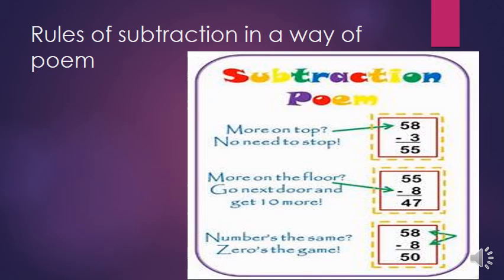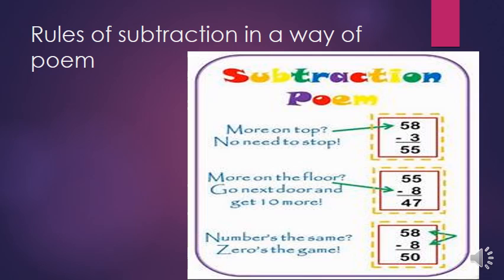First one: more on top, no need to stop. It means if you do 8 minus 3, you will get the answer 5. But after minusing 8 minus 3, the next number is 5, but below that 5 there is no number. It means no need to take tension, no need to stop. You have to take this 5 down and move on.